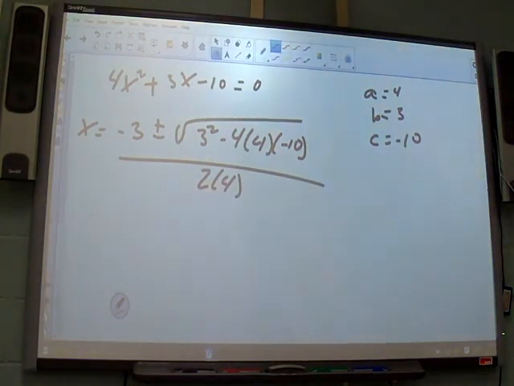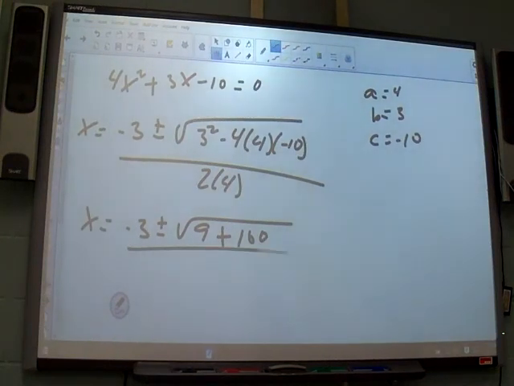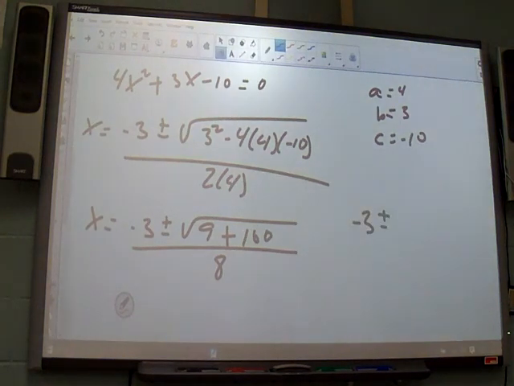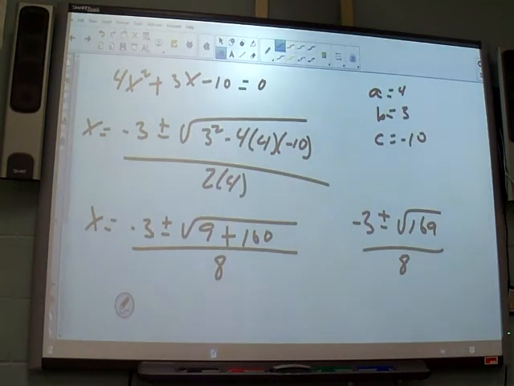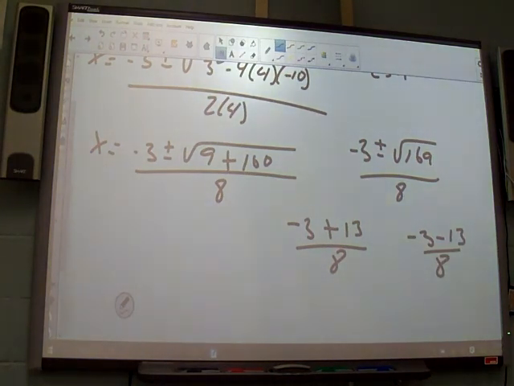Alrighty. So let's simplify that. Negative 3 plus or minus the square root of 9. 4 times 4 is 16, times 10 is 160, and a negative times a negative means that's plus 160. And then wouldn't you know it, 160 plus 9 is 169, a perfect square. Over there by the river it says the square root of that is 13. So we're going to do negative 3 plus 13 and then divide by 8, and negative 3 minus 13 and divide by 8.